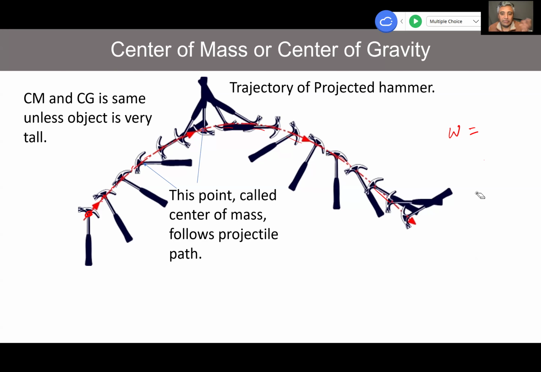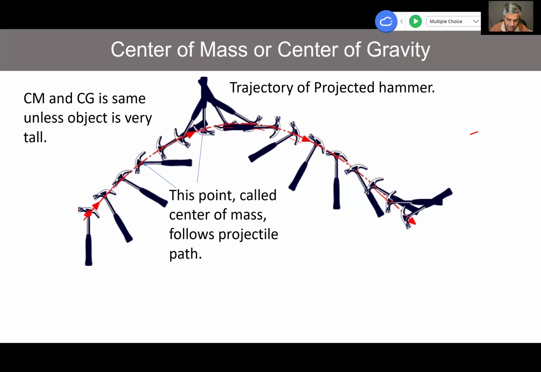So I'm going to be using them interchangeably. Although they are not exactly the same thing, for us they behave similarly, so we may use them interchangeably. Center of mass or center of gravity. What is center of mass? How do we find the center of mass of an object?